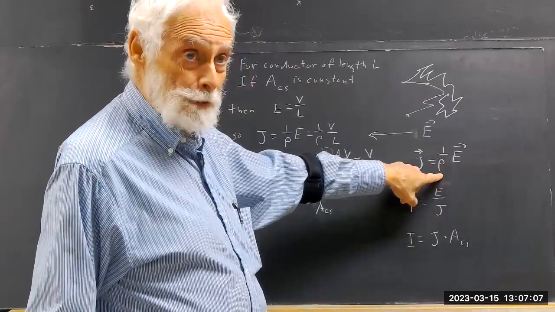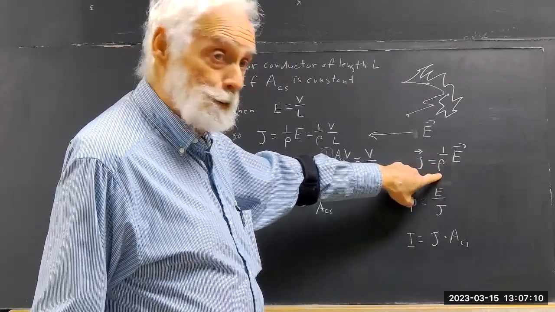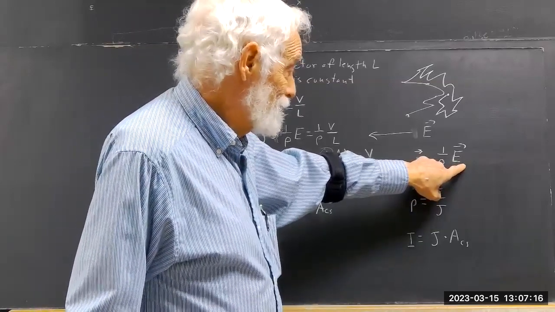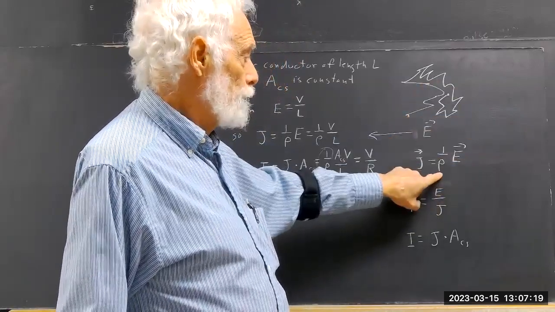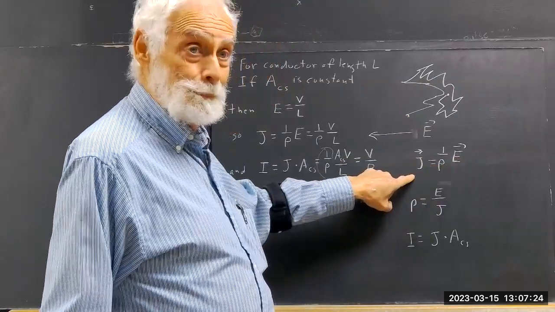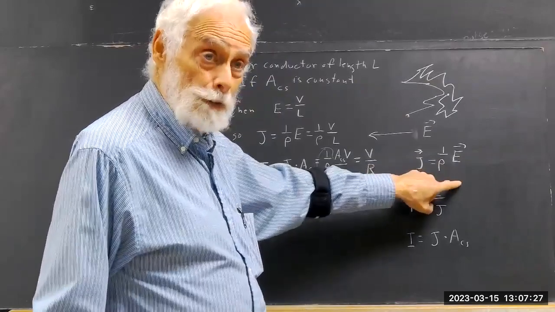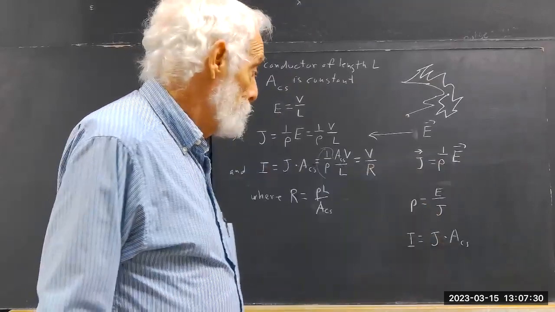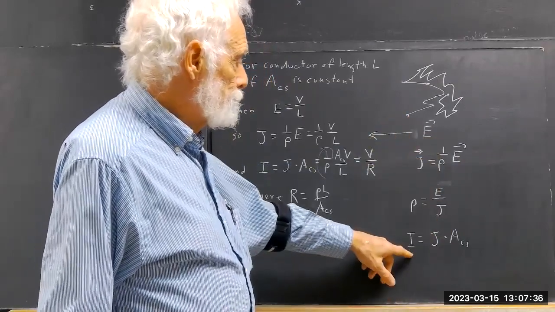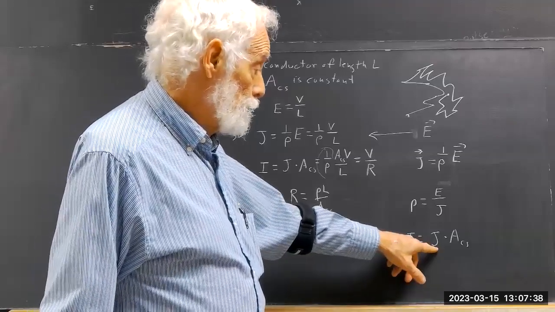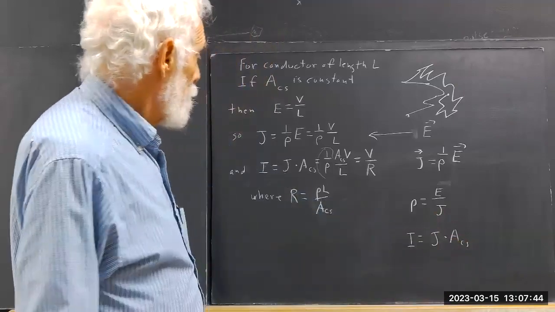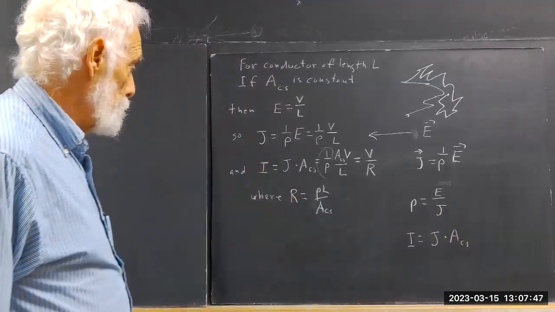We're going to call this resistivity. A large rho is going to tell you that for a given electric field, you don't get a lot of current. Smaller rho, you get a lot of current for a given electric field. And then you say, okay, rho is E over J. Current, as we already know, is just density times cross-sectional area, and that's intuitive: current per unit area times area. And then everything else develops accordingly.